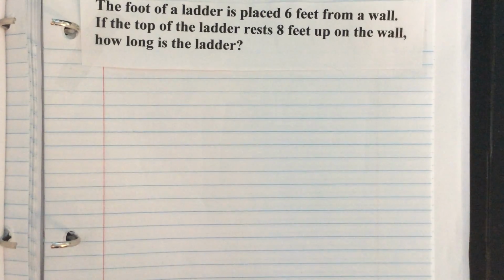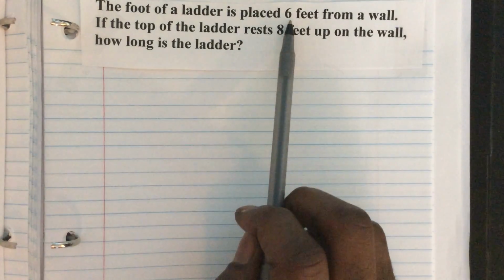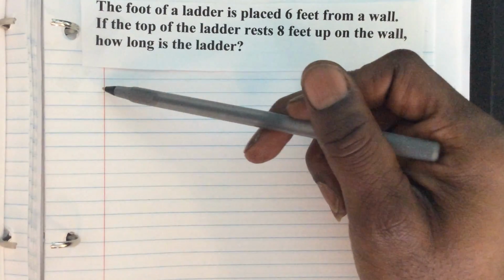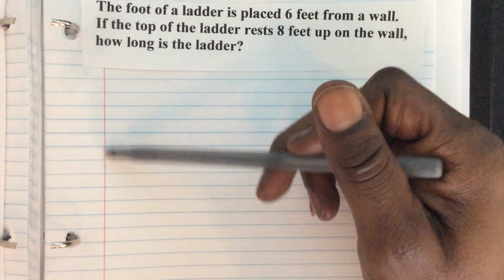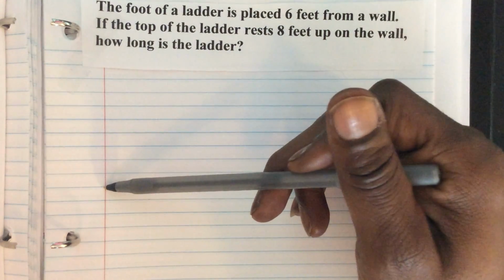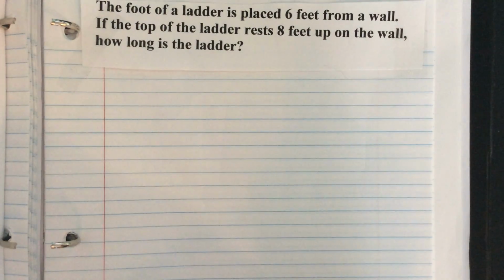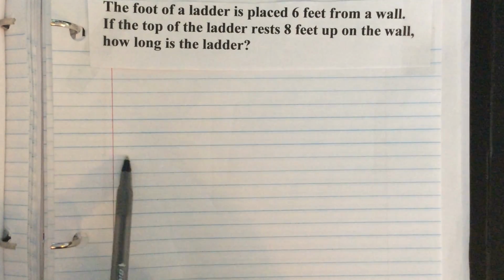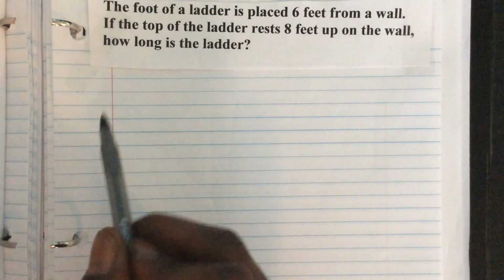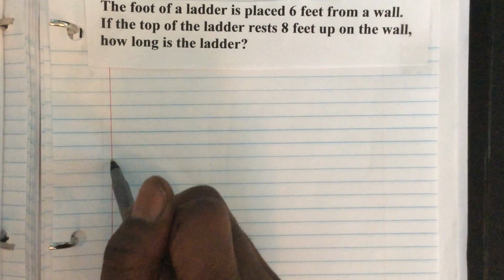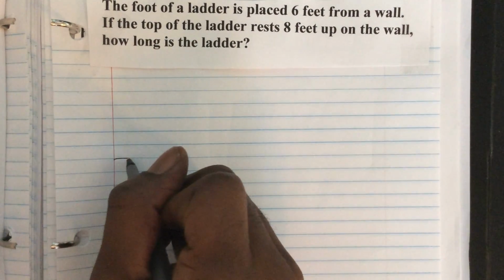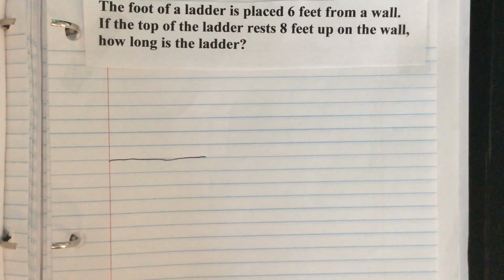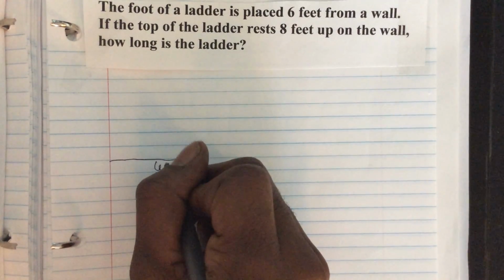The beginning of this problem says the foot of a ladder is placed 6 feet from a wall. Okay, well, let's say this red margin is our wall. The word problem says that the foot of the ladder is placed 6 feet away from the wall. So if it's away from the wall, and this is the foot of the ladder, then maybe I should just come about that much, which is 6 feet.